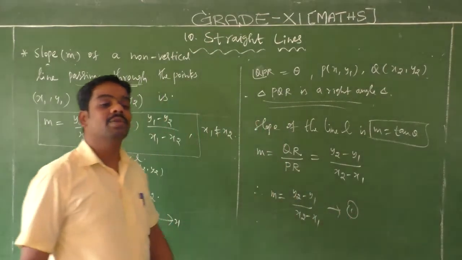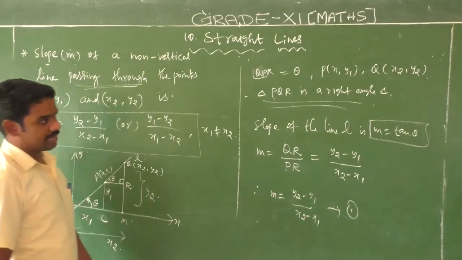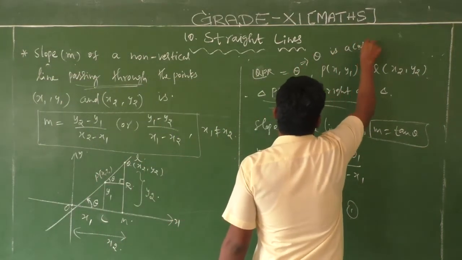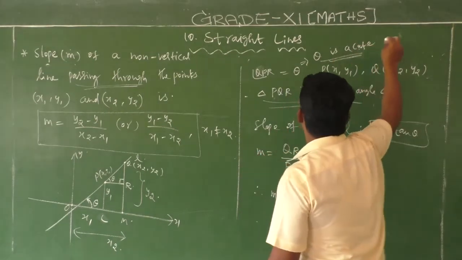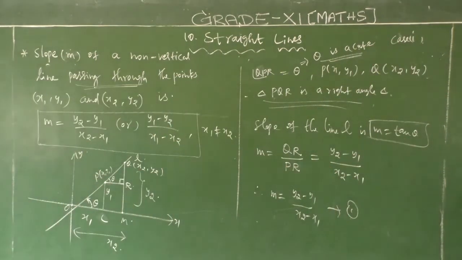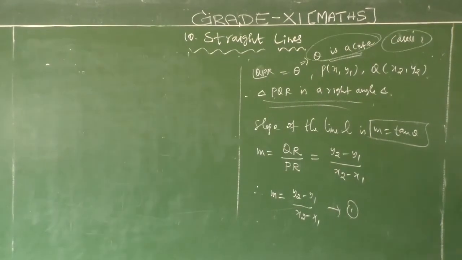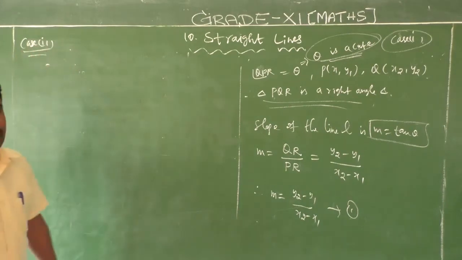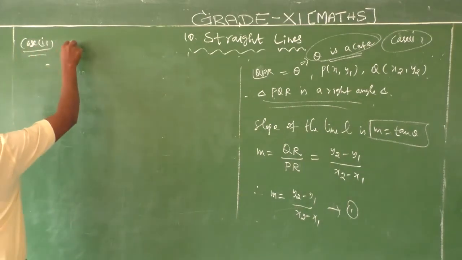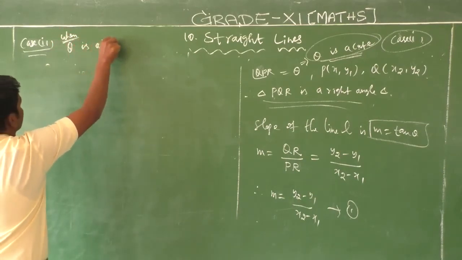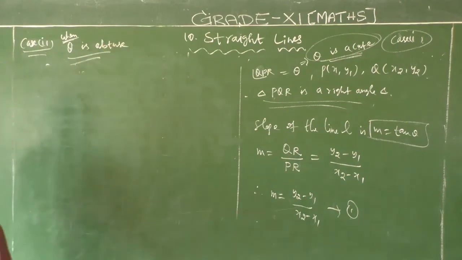When theta is an acute angle, this is case 1. And another one, case 2: when theta is obtuse.